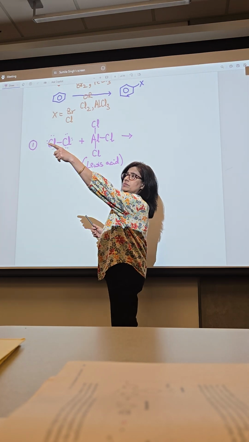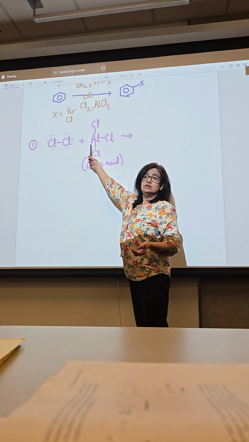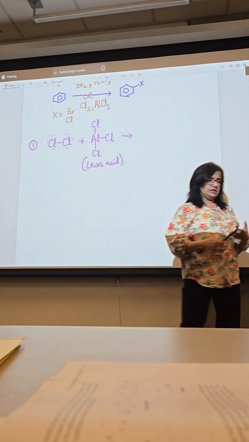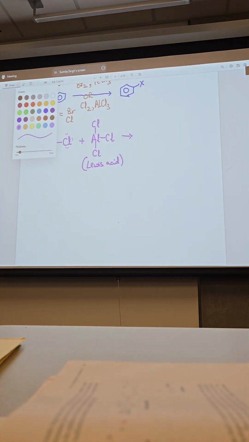And remember, aluminum is right below boron. A neutral aluminum, aluminum with no charge, does it have an octet? It has only 6 electrons. It's electron poor. If it's electron poor, it wants electrons, right? So if a Lewis acid wants electrons, who's going to give it electrons? The Cl2, the Lewis base. The Lewis base gives electrons to the Lewis acid, creates a Lewis acid-base adduct.